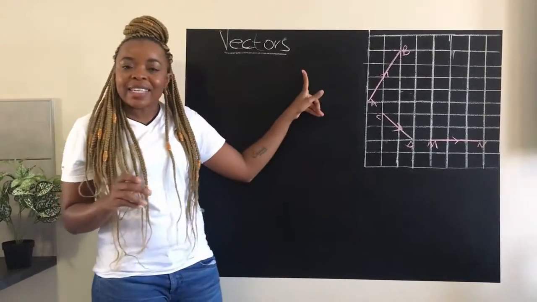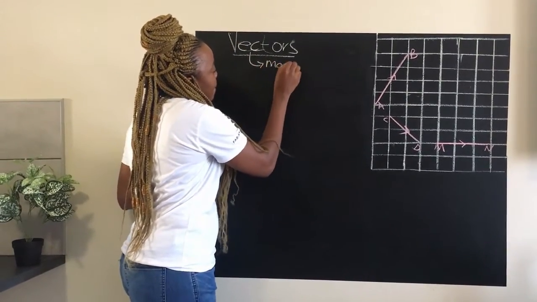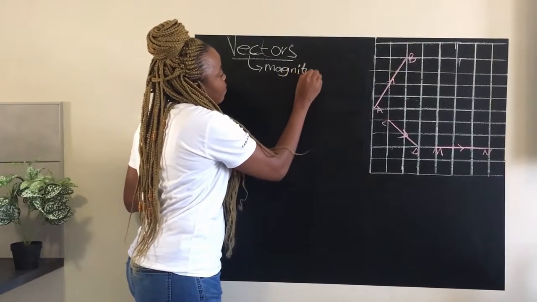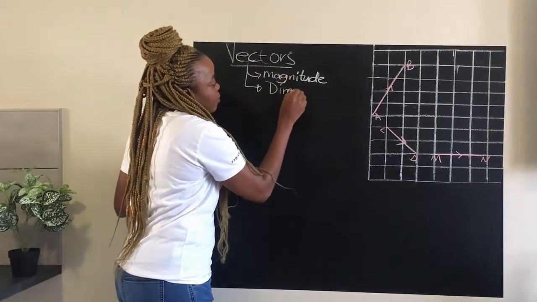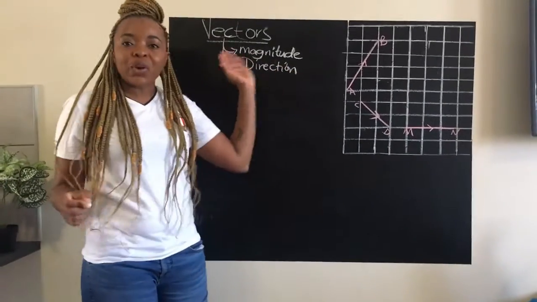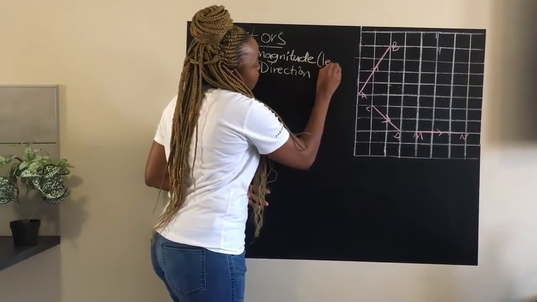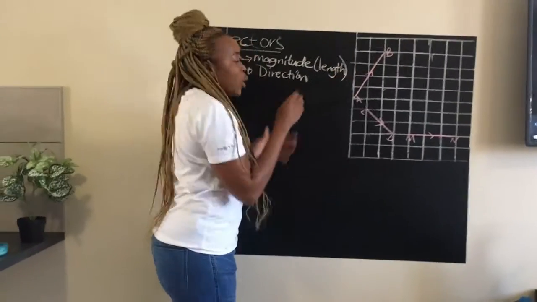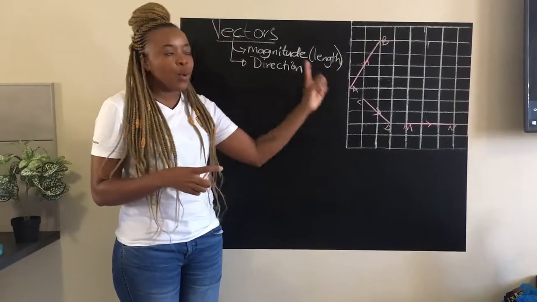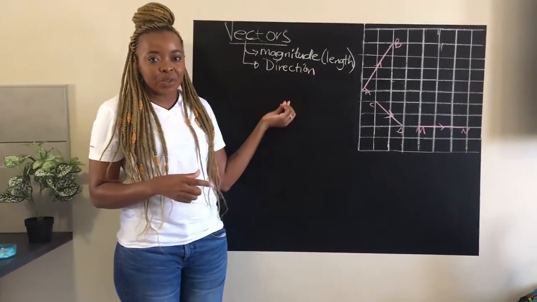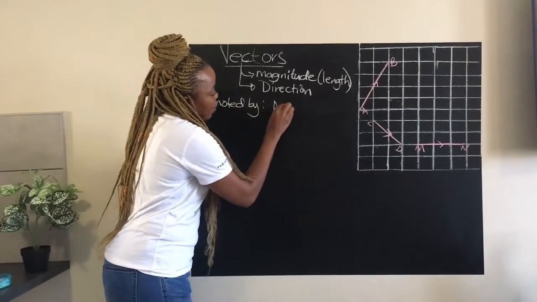Now, a vector consists of both magnitude and direction. When we're talking about magnitude, we're basically just referring to length. So in simple terms, when we are looking at vectors, we are looking at a quantity that consists of both length and direction. Now, a vector can be denoted by perhaps letters like A, B.